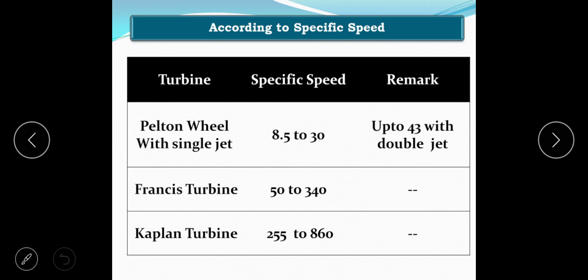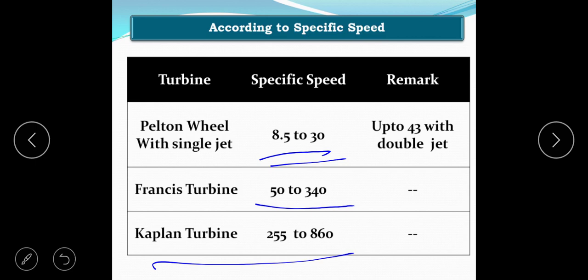According to specific speed, turbine, specific speed and remark. Pelton wheel with single jet, 8.5 to 30, specific speed up to 43 with double jet. Francis turbine, 50 to 340 specific speed, whereas Kaplan turbine has a specific speed of 255 to 860.